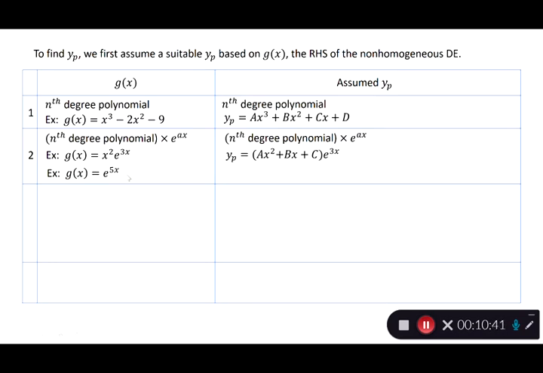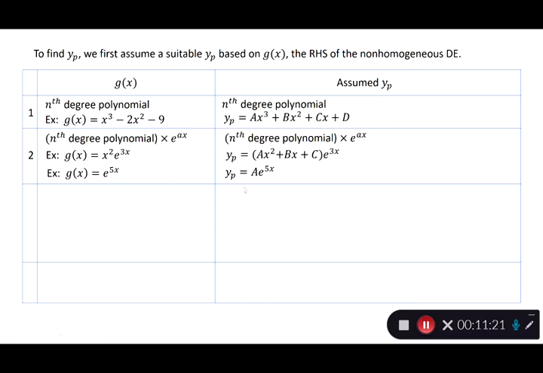Wait a minute. Do we have an nth degree polynomial times e to the ax? No, we just have a constant. Is a constant a polynomial? Yeah, it is. It is a 0th degree polynomial. So there's nothing wrong with a constant being the coefficient of e to the ax. Well, if that is the case, in the y sub p, we will assume a generic 0th degree polynomial. That means a generic constant a. Y sub p in this case would be a e to the 5x.